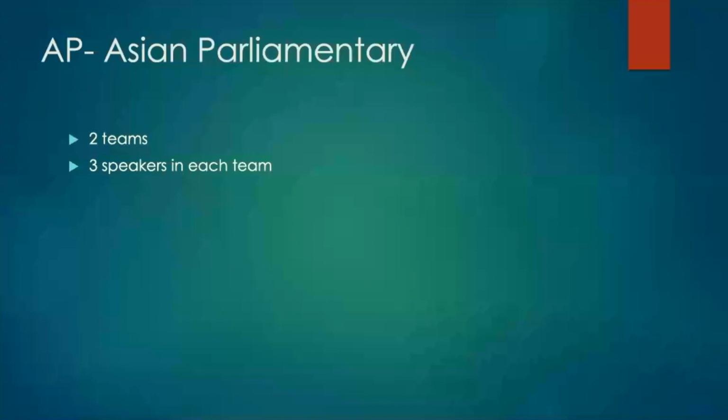Okay. So AP is basically known as Asian Parliamentary Debate. So AP has two teams, and each team has three speakers. So basically, দুইটা টিম থাকবে, each team 3 speakers থাকবে, একটা হলো গভর্নমেন্ট সাইড থাকবে, একটা থাকবে হলো অপোজিশন সাইড.